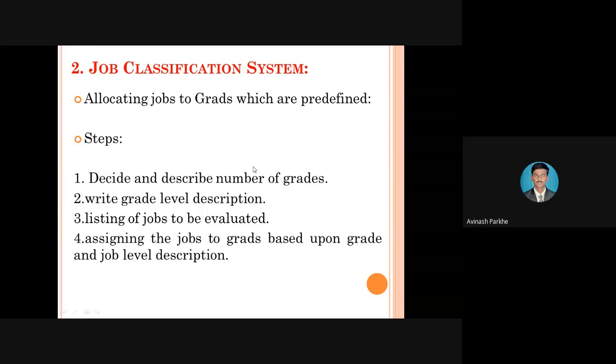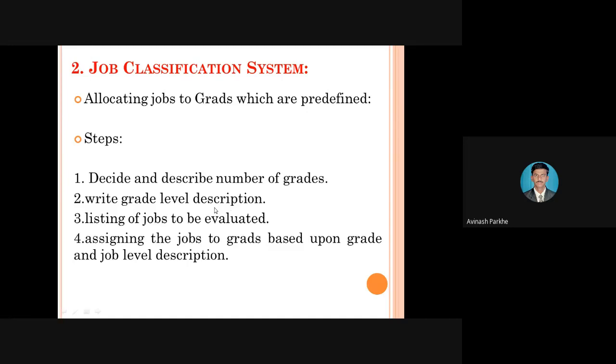So what is the first step? Decide and describe the number of grades. Before starting the evaluation, first of all we have to decide the grades. If performance is 100%, what is the grade? A++. If the performance is 95%, what is the grade? A+. If performance is 90%, what is the grade? A. If performance is 80 to 90%, the grade is B. So like that, we have to decide the grade and their numbers. This is the first step.